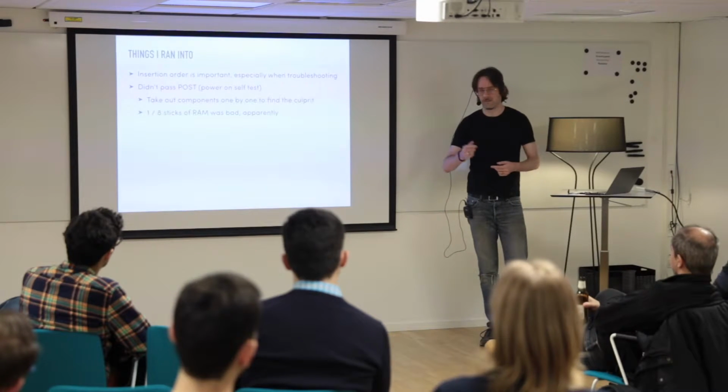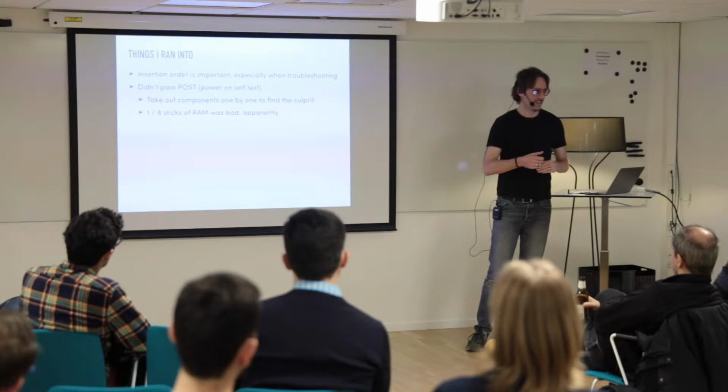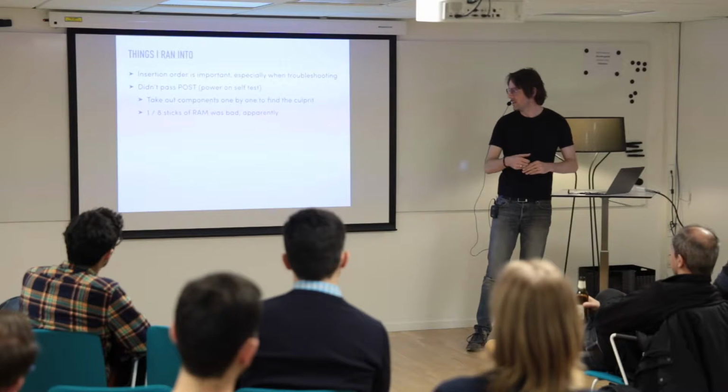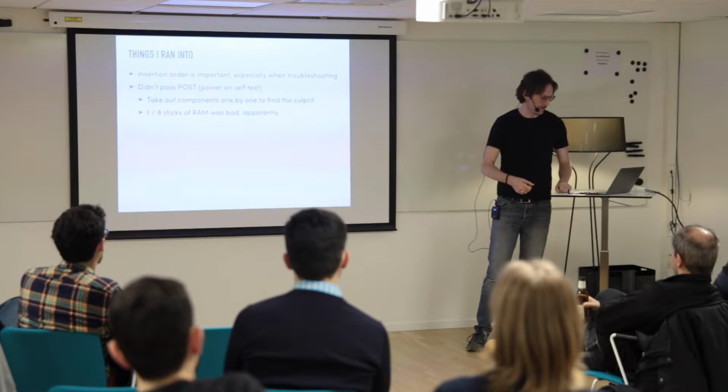It turned out that 12.5% of all the RAM we got from Dustin was bad, and that's what prevented the machine from turning on. So just removing sticks of RAM until it got past that part. And then we realized, okay, this is just a bad memory chip.